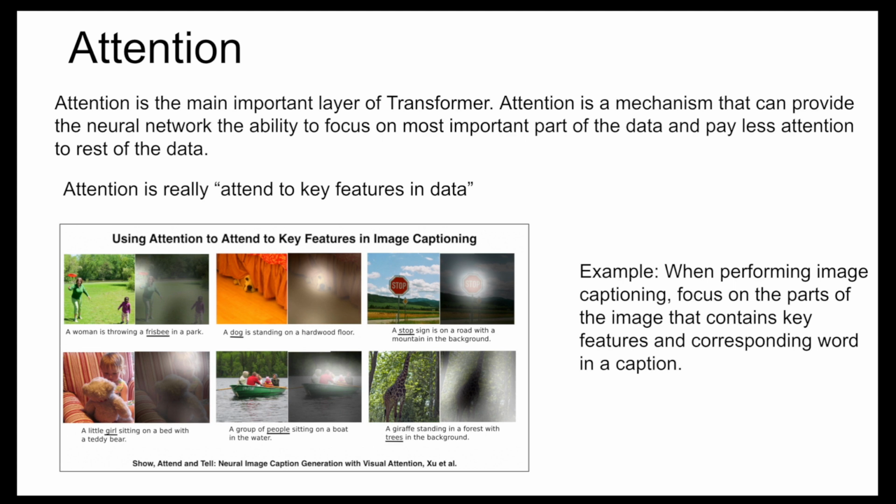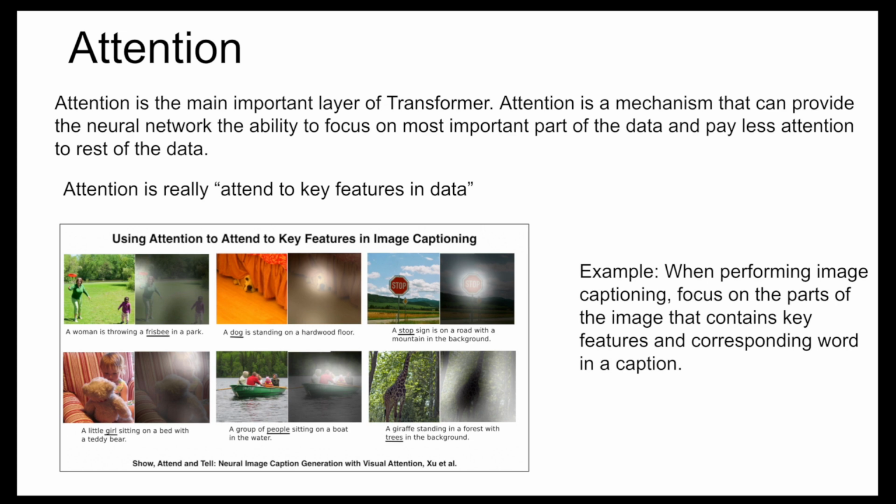Another example is a group of people sitting on a boat in the water. For this caption, the network is able to recognize that a group of people is the most important part in this image, and you can see that clearly.